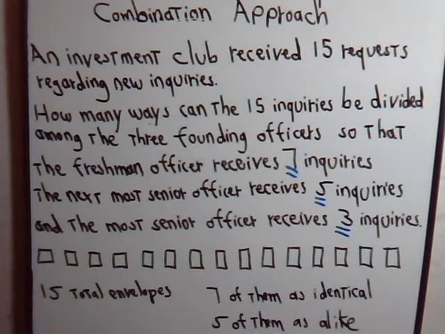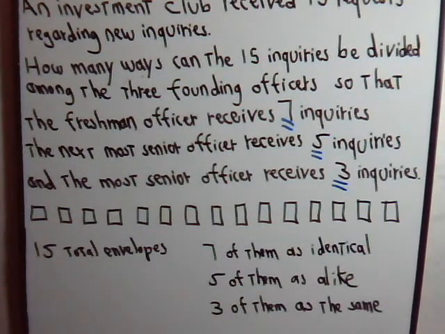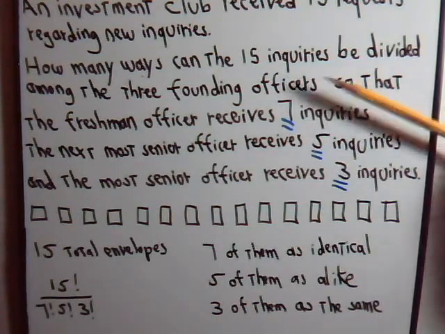So the number of ways then that we can permute these 15 different envelopes with the restriction that 7 of them are identical, another group of 5 of them will be identical, another group of 3 of them will be identical, and that would of course be 15 factorial divided by 7 factorial times 5 factorial times 3 factorial. And that would tell us the number of ways that we could distribute these 15 envelopes or these 15 inquiries.